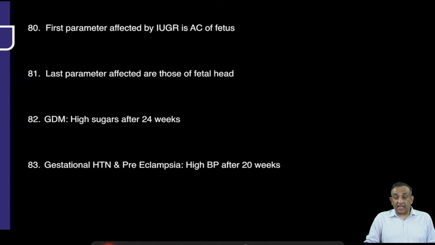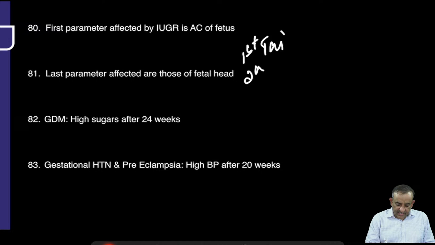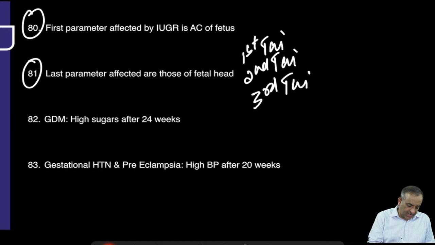All right, chalo. The first parameter to be affected by intrauterine growth restriction is the abdominal circumference, and the last parameter to be affected by the IUGR process is the head, the brain sparing effect. So please remember these two lines, line 80 and line 81: the first parameter to be affected is the abdominal circumference, and the last to be affected by IUGR is the head diameters.